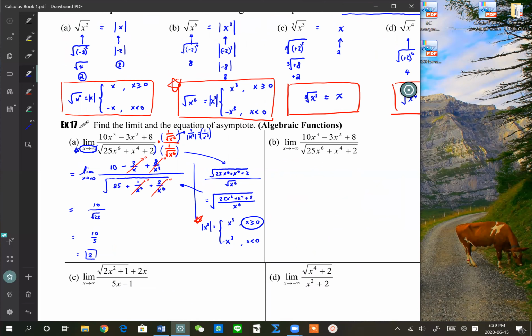Yes, Jason. The question, for this one, it's negative infinity, but that only changes the top, right? It doesn't have anything to do with the bottom. Yeah, the positive negative infinity only matters when you try to take away absolute value. Oh, okay, I understand. Thank you. You're welcome.